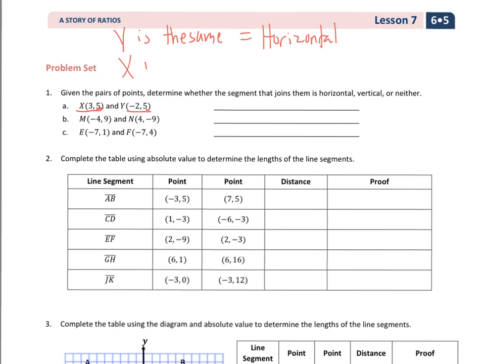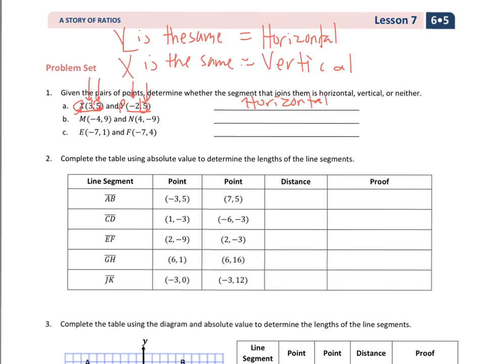And when the x is the same, it's going to be a vertical. Now, the thing that we need to remember is I'm not talking about this x and this y, I'm talking about the coordinates. So the 3 is an x coordinate, the 5 is a y coordinate. The -2 is an x coordinate, the 5 is a y. So they have the same y, which means it's a horizontal.